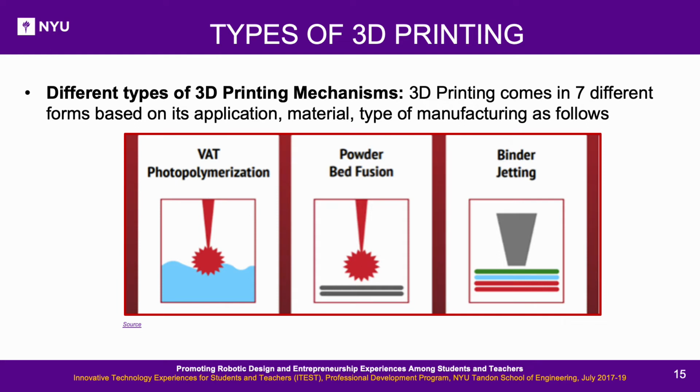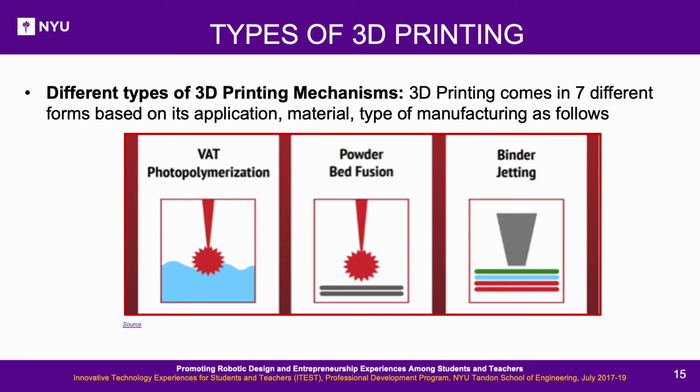Types of 3D printing. 3D printing comes in 7 different forms based on its application, material, and type of manufacturing. They are as follows. Vat polymerization is a method in 3D printing to print 3D objects by using photopolymerization, which is the process of exposing liquid polymers to ultraviolet (UV) light to turn liquid into solids.